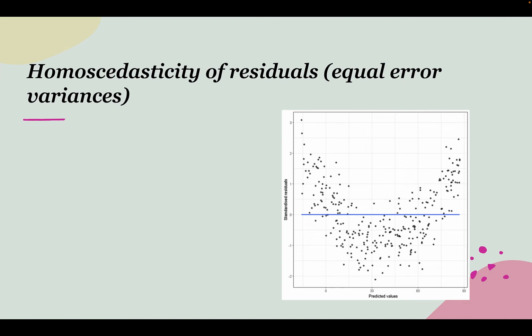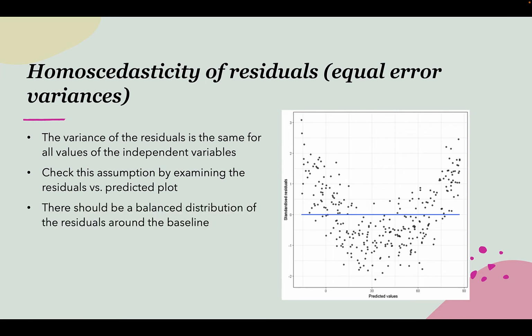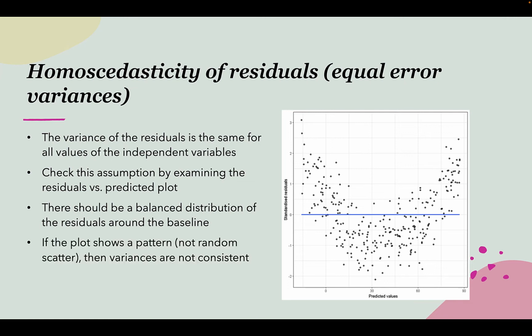Homoscedasticity of residuals, or equal error variances. The variance of the residuals is the same for all values of the independent variables. We check this assumption by examining the residuals versus predicted plot. I have an example of a residuals versus predicted plot over on the right-hand side of the screen. And what we should see is a balanced distribution of the residuals around the baseline. You'll often hear me say, this should look like random scatter.